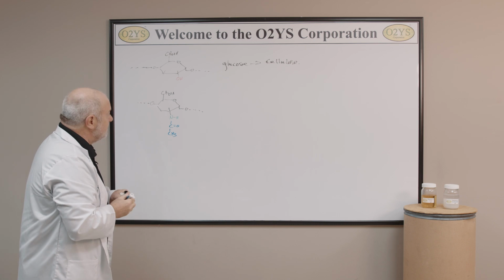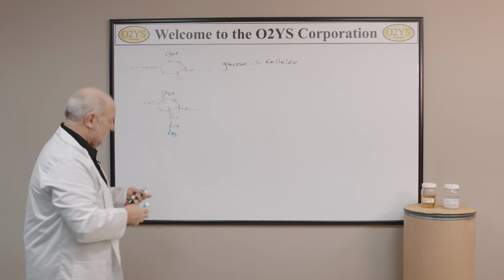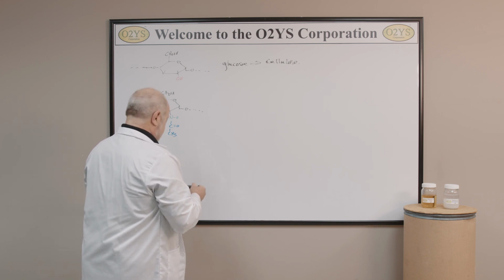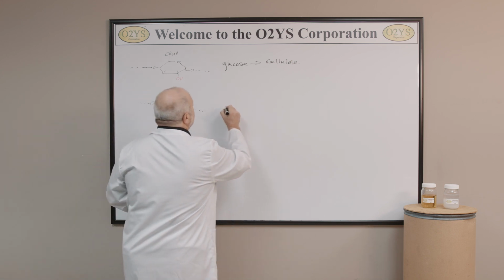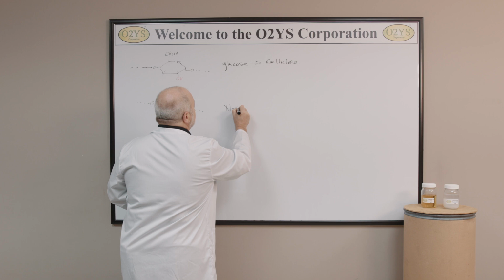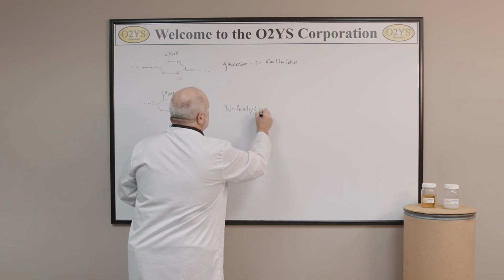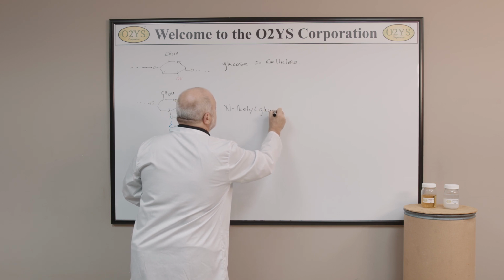All right, so that's the basic repeating unit in chitin. And this base substance here has quite a long name to it. It's N-acetyl glucosamine.